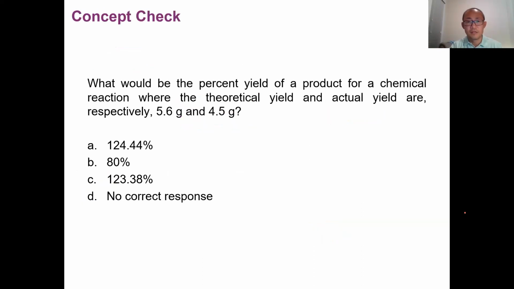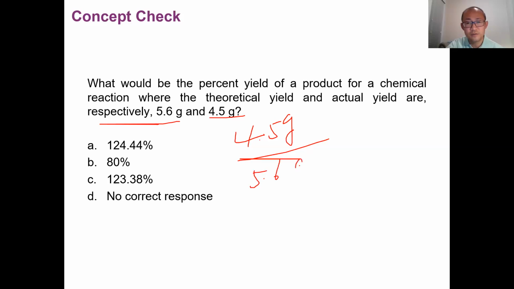Very quick concept check before we do a comprehensive practice together. This one asks you, what would be the percent yield for a chemical reaction where the theoretical yield is 5.6 and the actual yield is 4.5? So we know we use what? 4.5 grams divided by 5.6 grams times 100%.